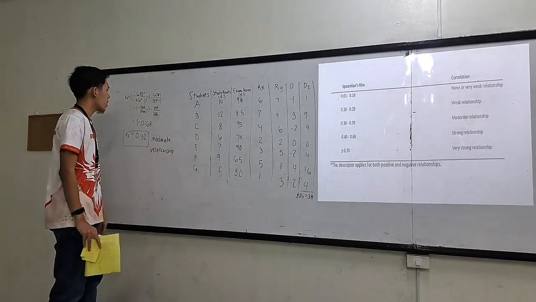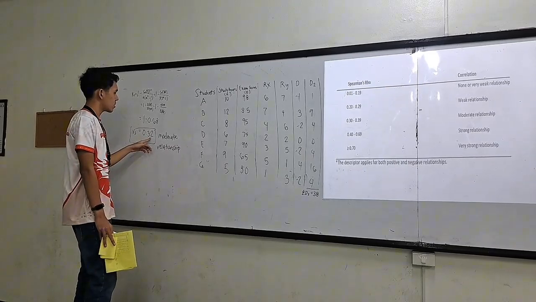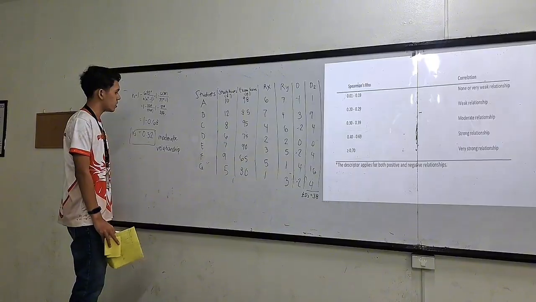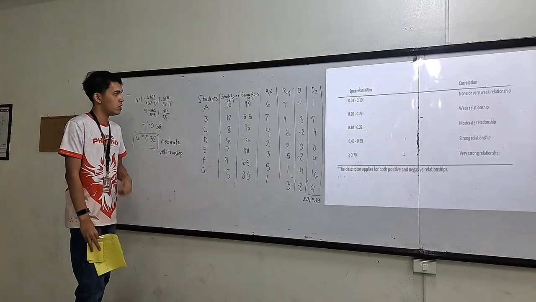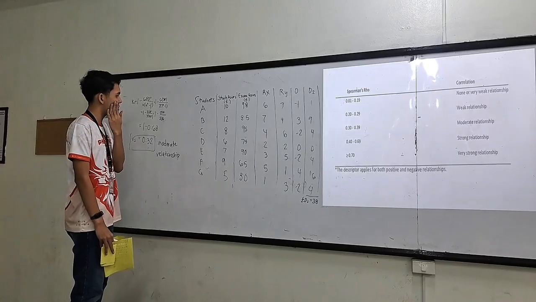So here is our final answer. r sub s is equal to 0.32, and the interpretation would be a moderate relationship. So this means that the study hours and the exam scores have a moderate relationship.